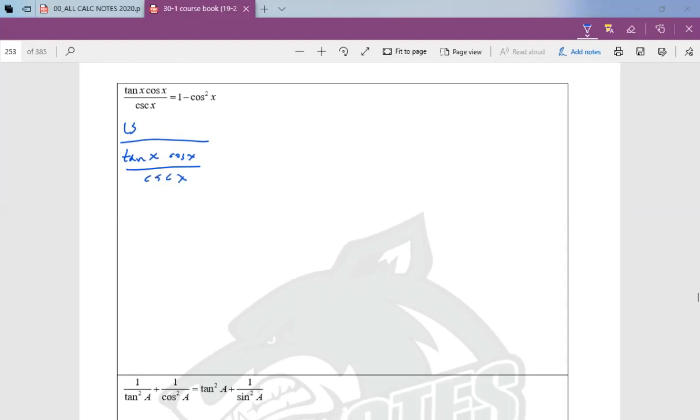Left side is tan x cos x over cosecant x. The right side is just 1 minus cos squared x. So maybe we're seeing where we're going with that. We could probably just convert that to sine squared x before we get very far, just to see what we're aiming at. Tangent is sine over cos.